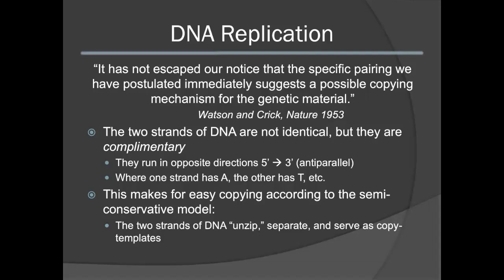This structure makes easy copying according to what is termed the semi-conservative model. The semi-conservative model of DNA replication states that the two strands of DNA will unzip, separate, and both will serve as copy templates to create a new strand of DNA.